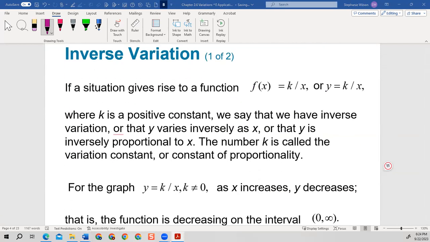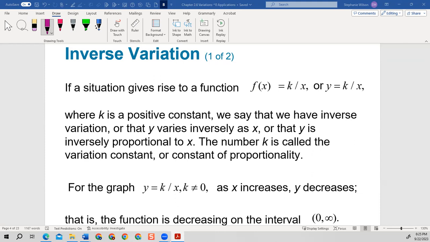Inverse variations. If a situation gives rise to a function, we get f of x is equal to k divided by x. You know, the direct was k times x. Now it's divided, right? We can use f of x, or we can use y because we know they are equal to each other. K is still a positive constant. We're going to say that we have an inverse variation, or that y varies inversely as x, or y is inversely proportional to x. A number k is called the variation constant, the constant of proportionality. So that did not change.